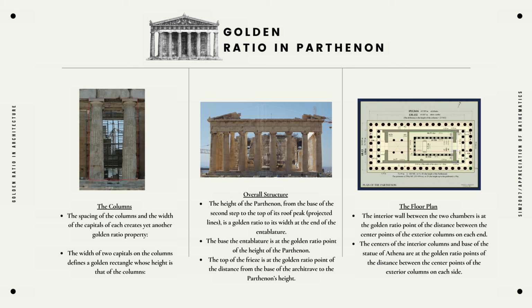In addition, the golden ratio also seems to appear in the Parthenon's floor plan. The interior wall between the two chambers is at the golden ratio point of the distance between the center points of the exterior columns on each end. The centers of the interior columns and the base of the statue of Athena are at the golden ratio points of the distance between the center points of the exterior columns on each side. The width of the entryway to the large chamber is a golden ratio of the distance between the outside of the outer walls of the interior chamber, and the interior of the large chamber is a golden rectangle when using the center of the entry wall as the rectangle's perimeter.